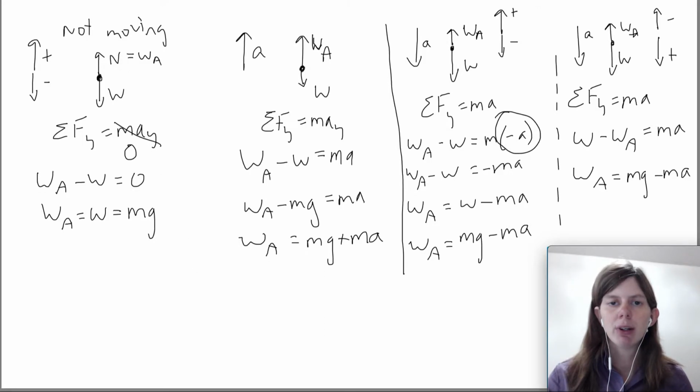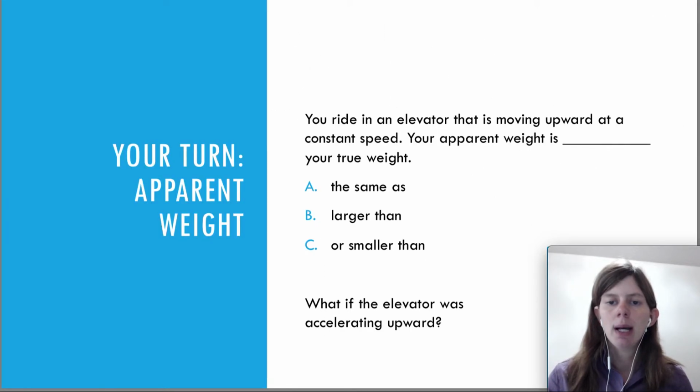I actually have another question here, so let's finish up here. So you ride in an elevator that is moving upward at a constant speed. How does your apparent weight compare to your true weight? So you may see, oh, well, I see upwards, so that means I feel heavier. But don't make that mistake. Your apparent weight is going to be the same because the key word is constant speed.